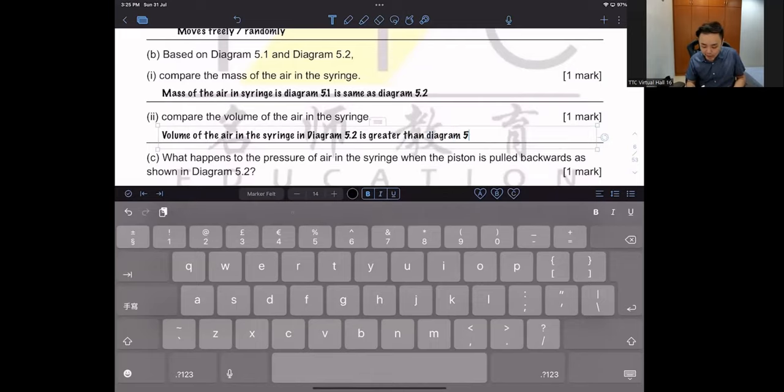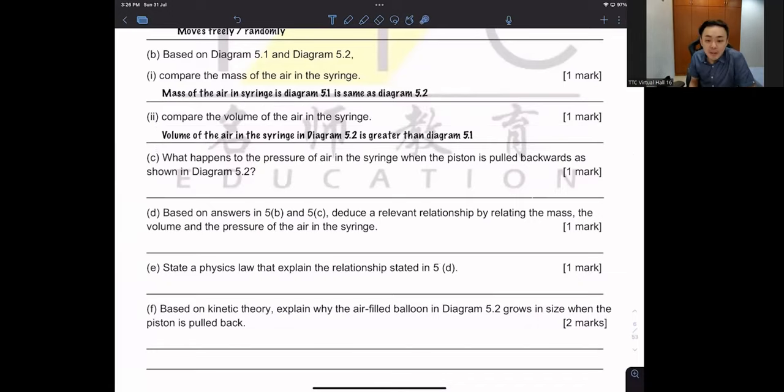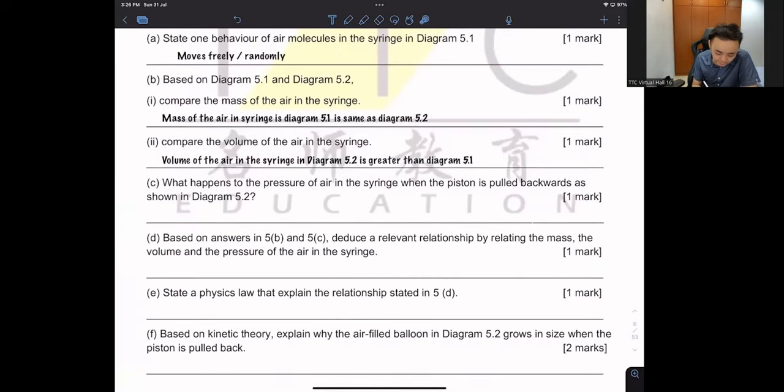Now, there's only one thing I ask when it comes to comparing questions. Every time in compare questions, you must make sure your answer makes a comparison. A lot of you have this problem. You will just say until here, 5.2 is greater. No. Greater than what? Greater than who? Very important. So in your answer, you must mention 5.1 and 5.2, because this is where you normally lose marks. Don't be lazy. Write the whole thing.